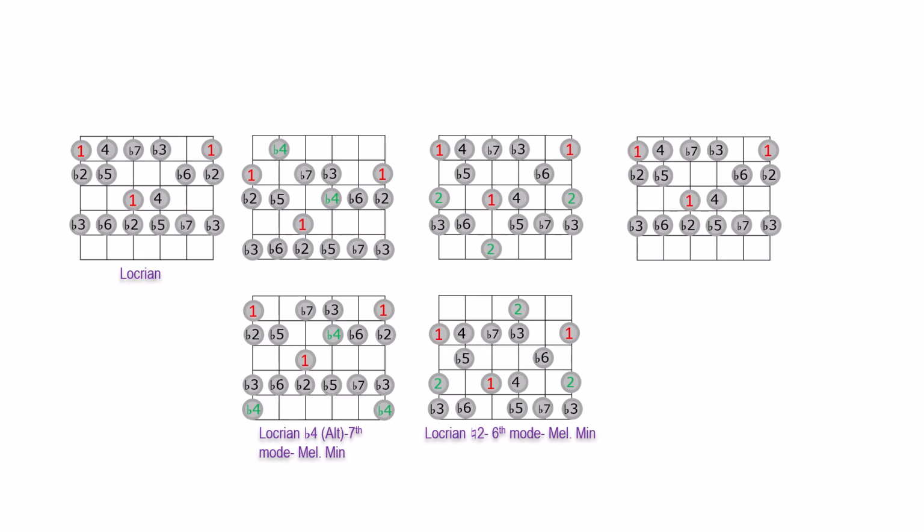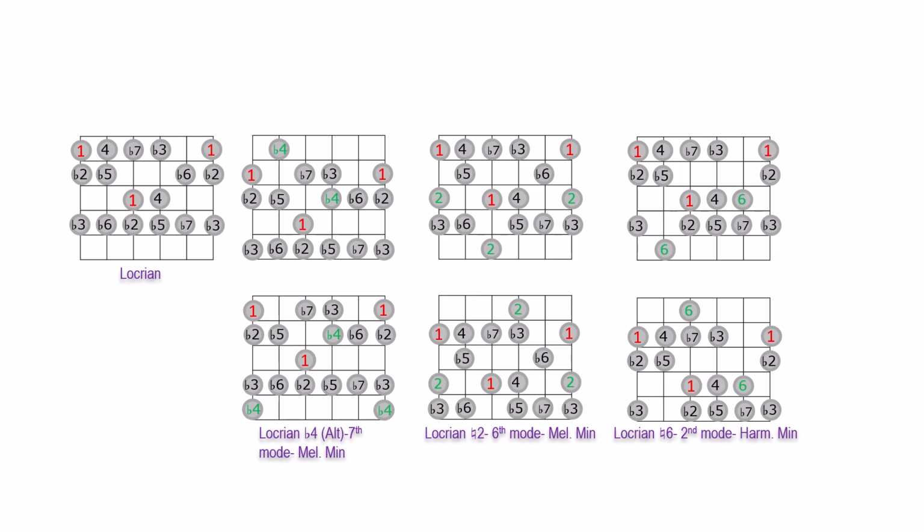Replace flat 6 with 6 to get Locrian natural 6. Move 6 from the A to the D string, 1 fret below flat 7, visualizing the second mode of harmonic minor.